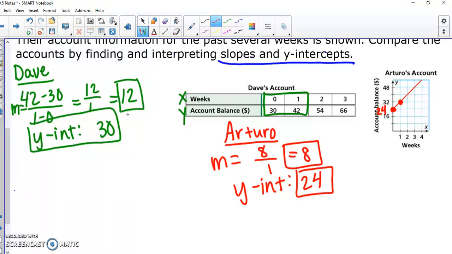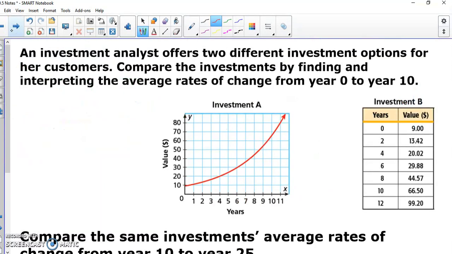That is something you would want to write in a sentence as you do your worksheet, so you can answer the question of how to compare them and interpret them. Alright, then these next ones, we don't have quite a linear function this time. We've got more of an exponential or quadratic curve going on.